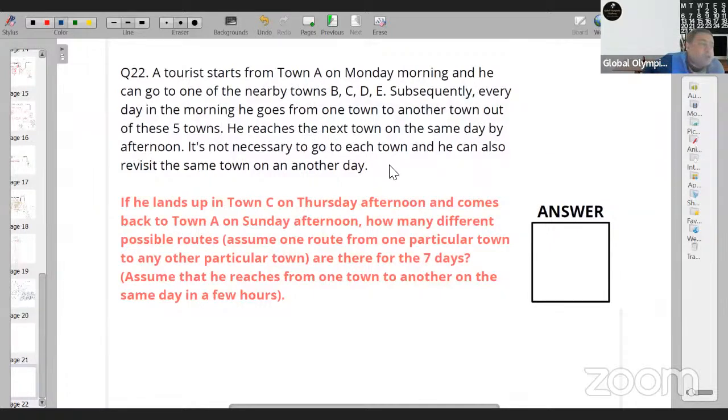It is not necessary to go to each town, and he can also revisit the same town on any another day. On the same day he cannot go because from one town he has to go to another town. But he can again come back to his home, that town, on the next day if he wants to. So he can revisit a town. If he lands up in town C on Thursday afternoon and comes back to town A on Sunday afternoon, how many different possible routes? Assume one route from one particular town to any other particular town are there for the 7 days. Assume that he reaches from one town to another on the same day in a few hours. So he starts on a Monday morning.